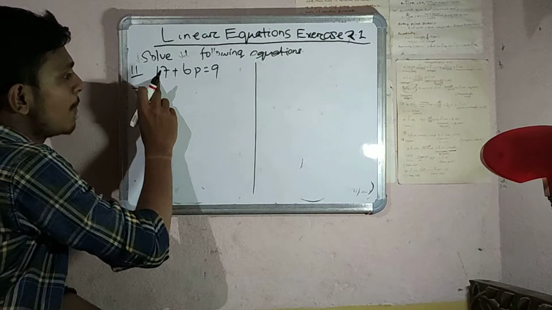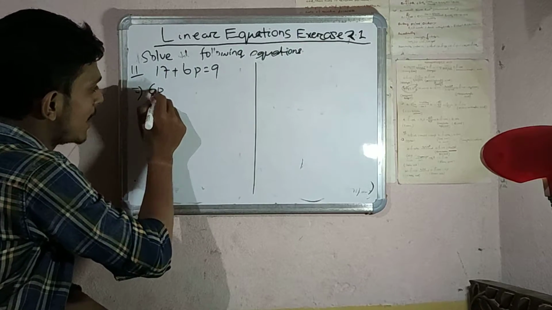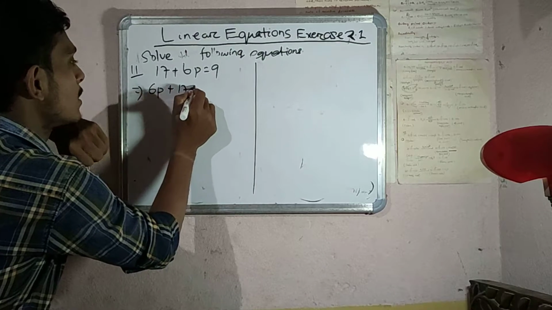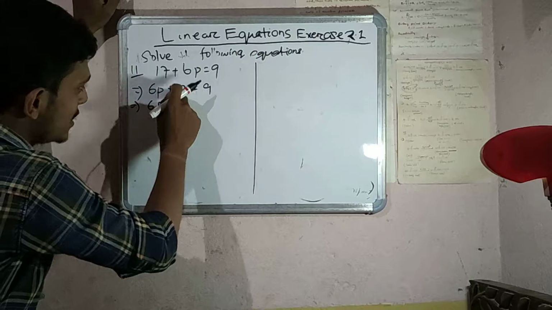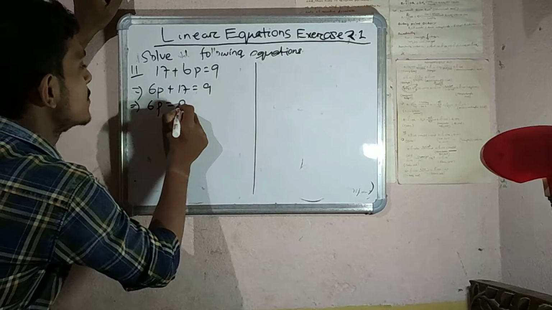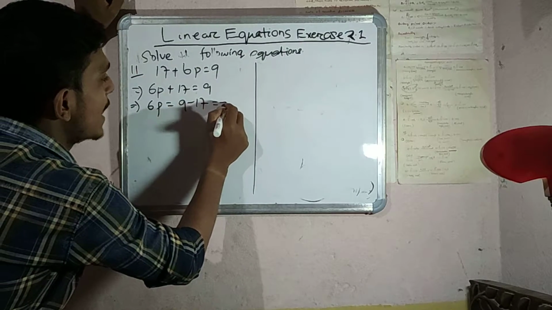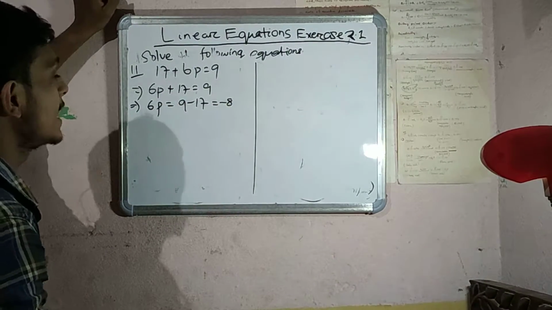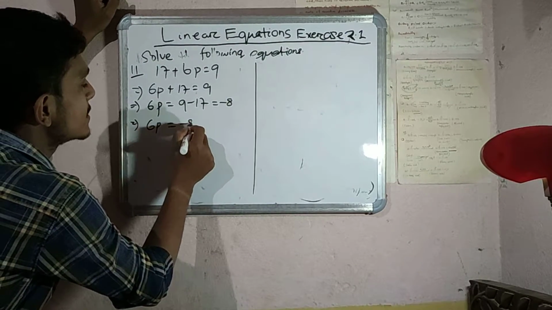Here the number is a constant and p is the variable. So the variable remains on the left hand side, plus number, that is equal to number. When the number is transposed to the right hand side, it becomes negative. That is 9 minus 17, it gives minus 8. So 6p is equal to minus 8.